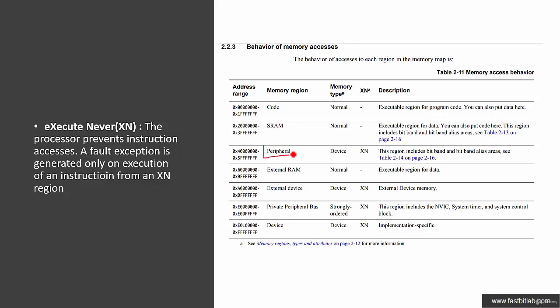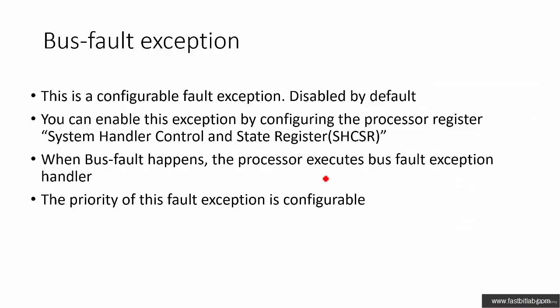The peripheral region is marked as XN, which stands for execute never. If you keep any of these addresses in the program counter and if you try to fetch any instruction, then that would result in mem-manage fault exception. These are all the memory regions which are marked as XN. This is actually implicit in the processor design itself. You cannot change it. Let's understand bus fault exception.